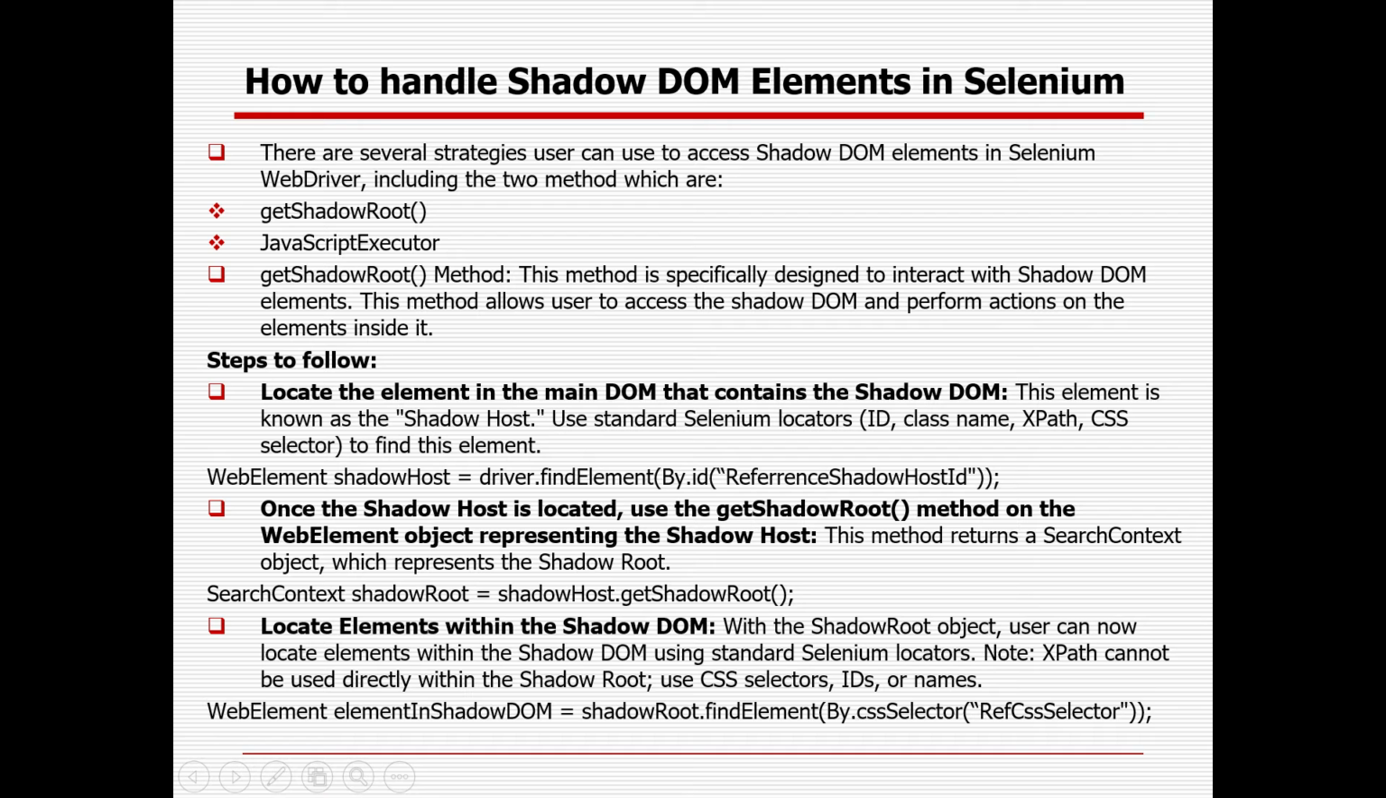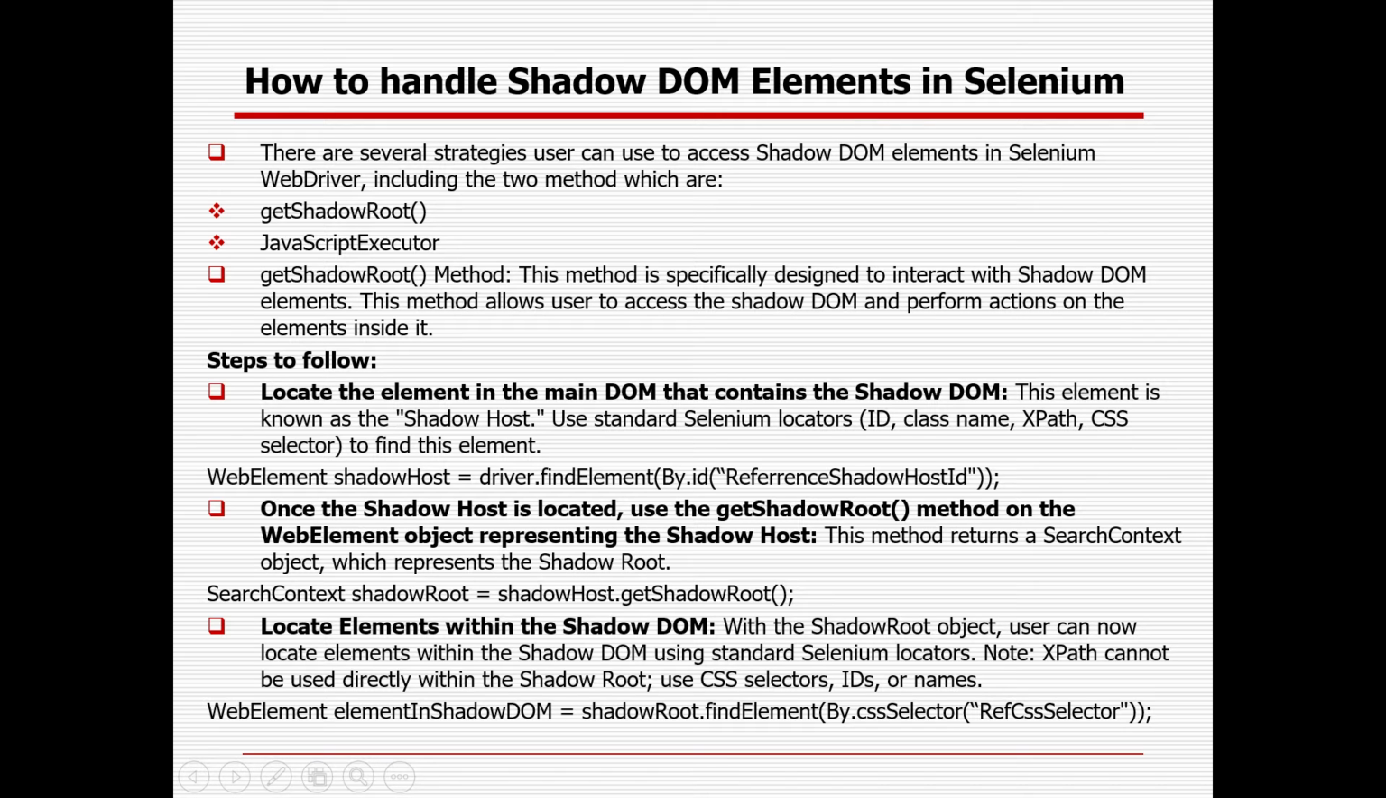This method returns a search context object which represents the shadow root. So we need to call that method, getShadowRoot, on the shadow host element, and the return type will be SearchContext. We can store it in some variable. Once that is done, with the help of the shadow root, we can try to locate the element inside the shadow DOM.